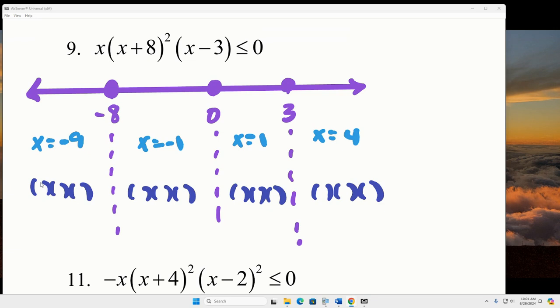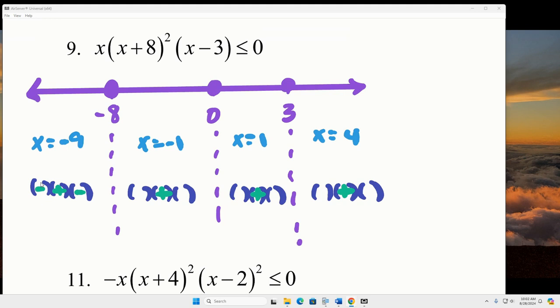Are there any of these parentheses that I can just make positive? Second one, good. Alright, so I'm going to go back and put each test number into x and into x minus 3. So putting it into x is easy. If it's negative, then you get a negative. If you're plugging in a positive, you get a positive. And then remember, a negative minus anything is a negative.